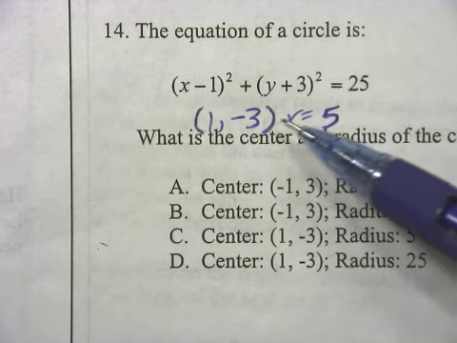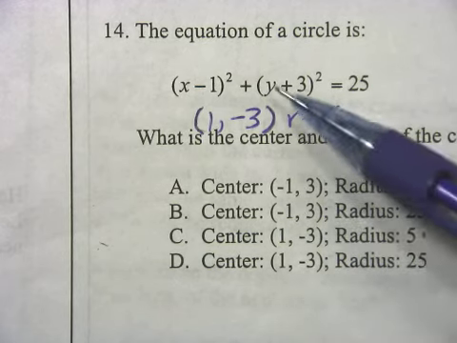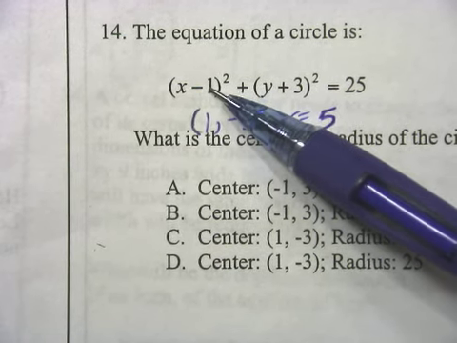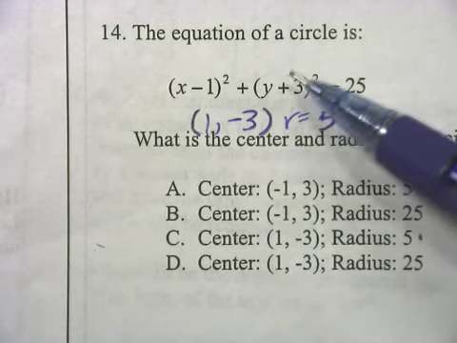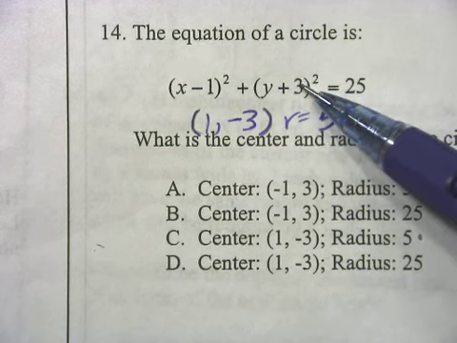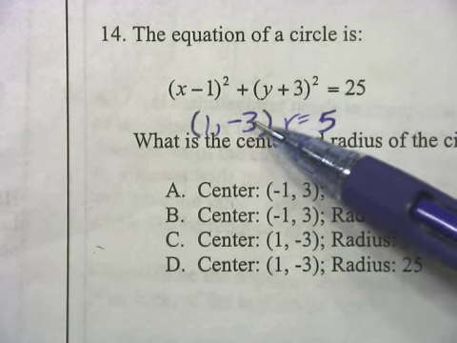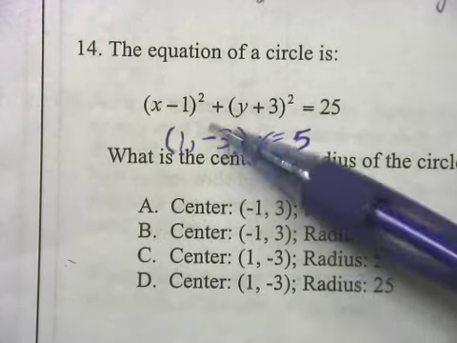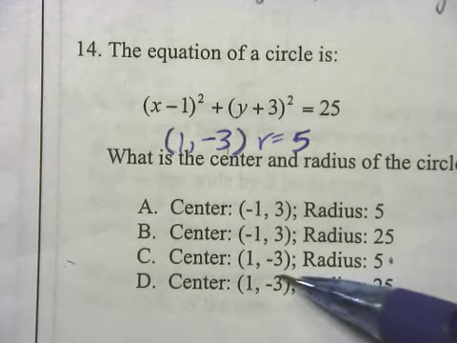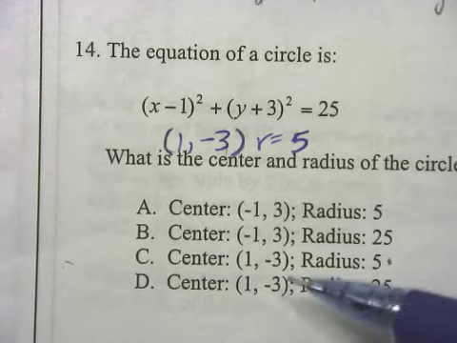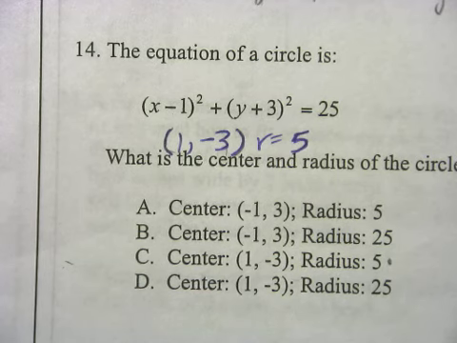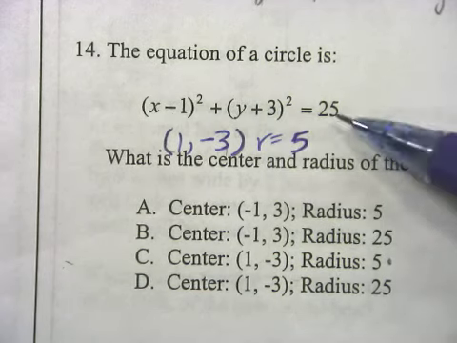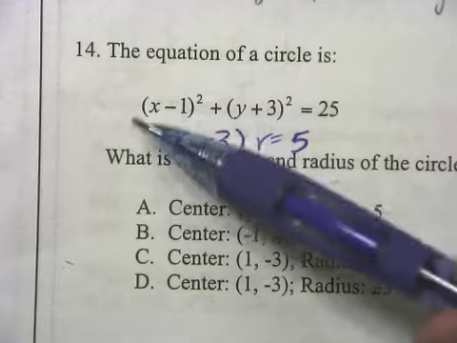And if you remember in class, we said that the difference between the equation of a circle and the real center is that they are opposites. So if my x is negative here, my center is going to be positive. And if my y is positive here, my y at the center is going to be negative. So right away we can see here that we have 1, -3. So it's either choice C or D.